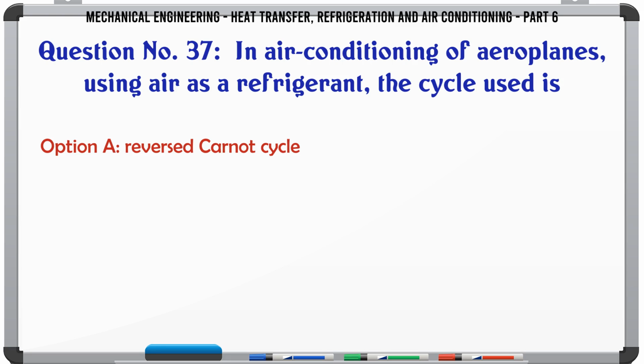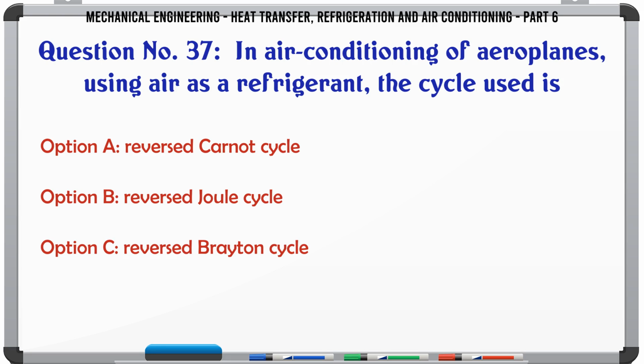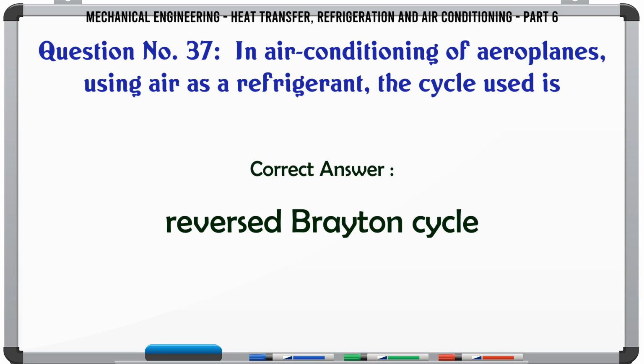In air conditioning of aeroplanes using air as a refrigerant, the cycle used is A. Reversed Carnot cycle. B. Reversed Joule cycle. C. Reversed Brayton cycle. D. Reversed Otto cycle. The correct answer is reversed Brayton cycle.